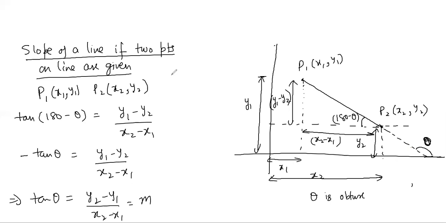So formula for slope is m is y2 minus y1 divided by x2 minus x1. And this formula is valid for both type of inclination, acute as well as obtuse. Okay.